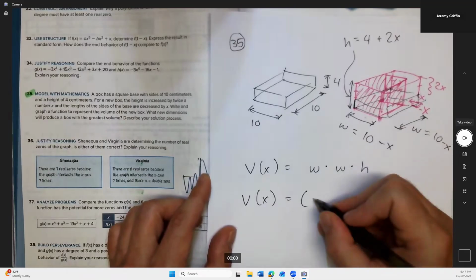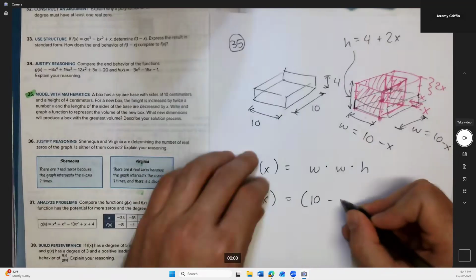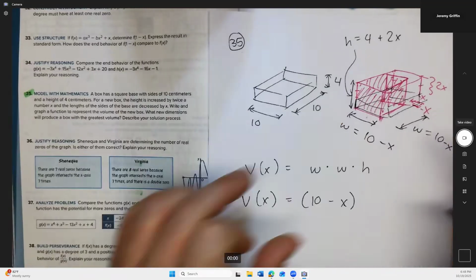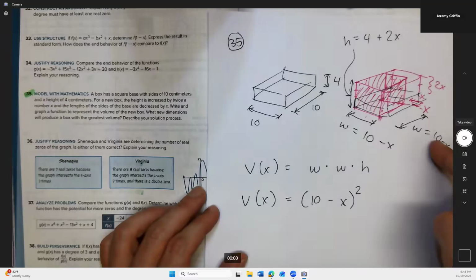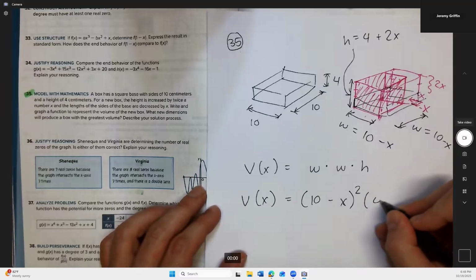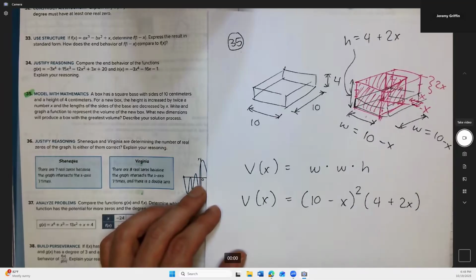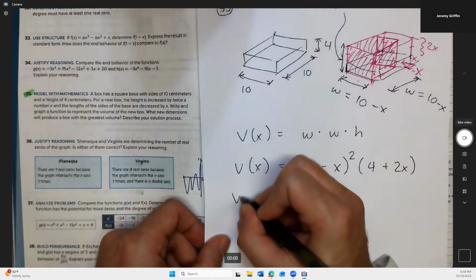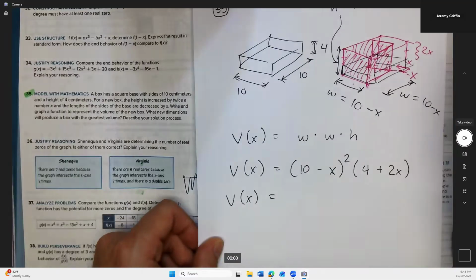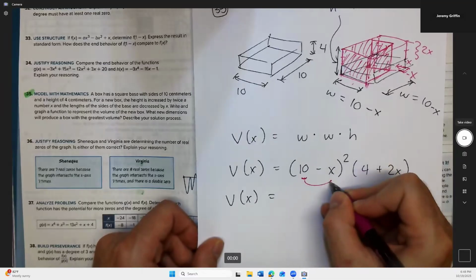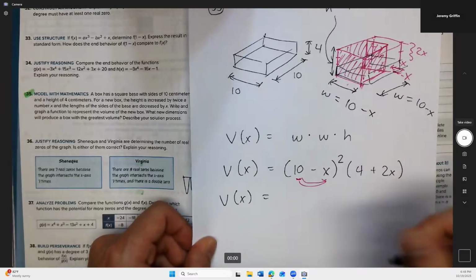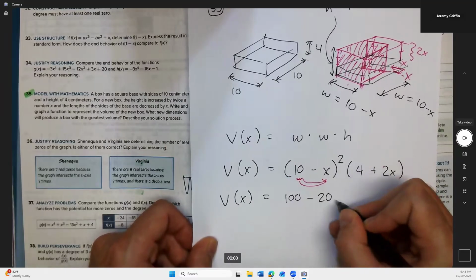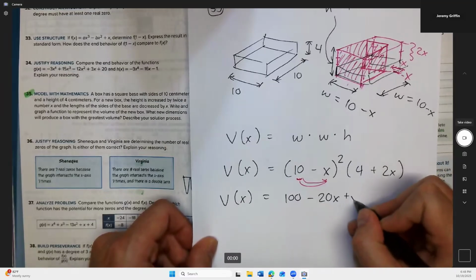So the width is now, well, it started off as 10 units, but minus x. Now, the whole base is a square. The length and width are doing the same thing, so I can just square that. So this times this. And then this height right here is 4 plus 2x. There's the volume as a function of x. So I think I can FOIL this out. Let's go first, outside, inside, last. So that's 100 minus 10x minus 10x minus 20x. And then negative x squared is plus x squared.